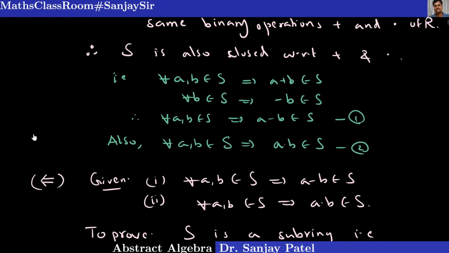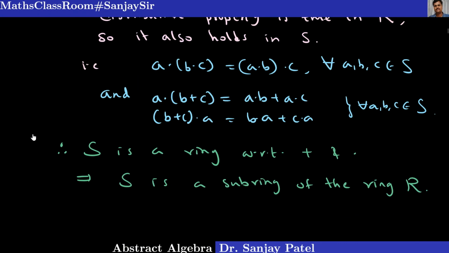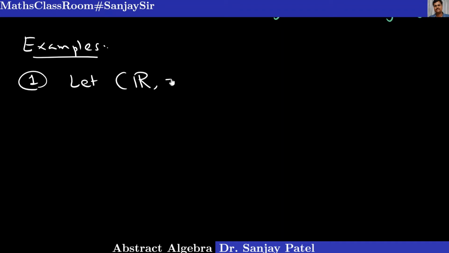Okay. Let us take some examples of subrings to understand. And then we'll discuss some results about subrings in our next lecture. So let me take some examples of subrings. The first thing is, let us take the ring of real numbers, say R, plus, dot, be the ring of real numbers, with respect to our usual addition and multiplication of real numbers.